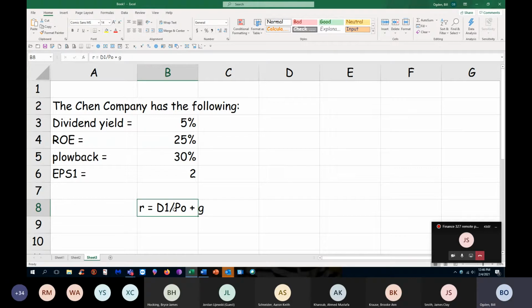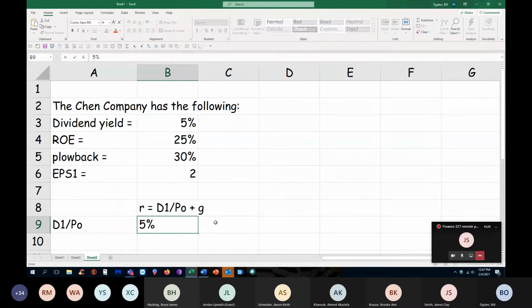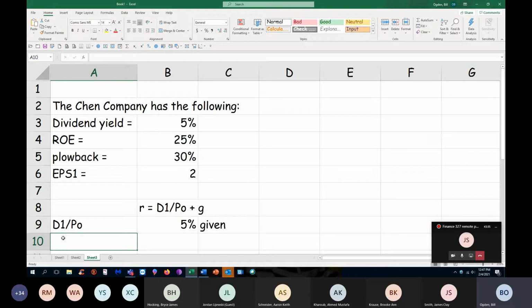Do we know what D1 over P0 is? Well, that's the dividend yield. That's 5%, isn't it? So let's go through our two components. First one would be D1 over P0. This is 5%, and let's label that one given. And then we need G.